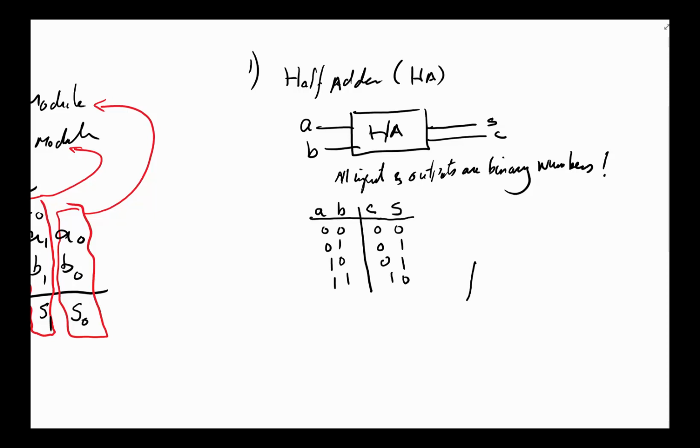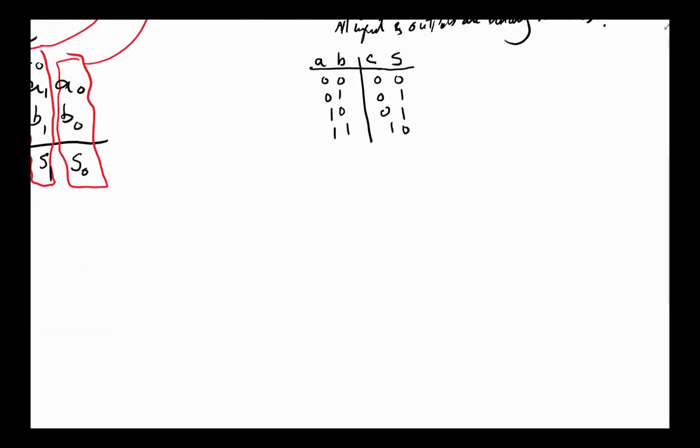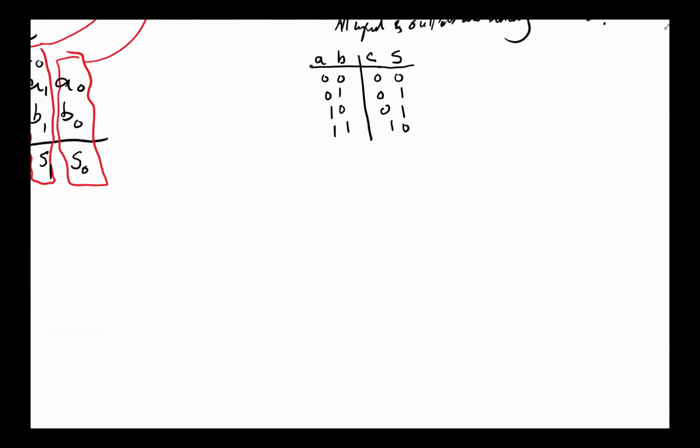Next thing we need to do is write a functional expression for the outputs. The output C, the carry, is simply A AND B, done. And then S is simply exclusive OR. You can do other things, but exclusive OR is a nice one to put in here. It's just one gate and I'm done.